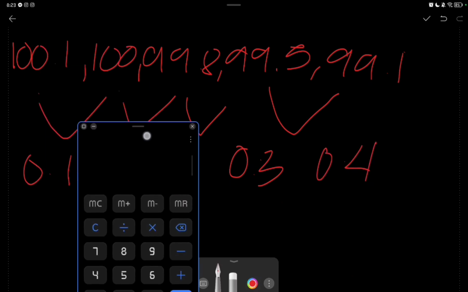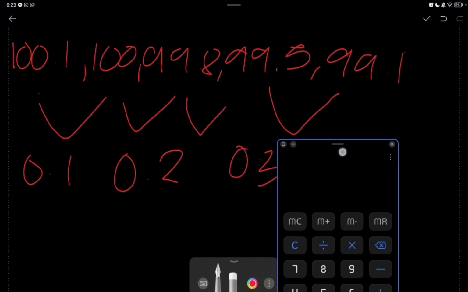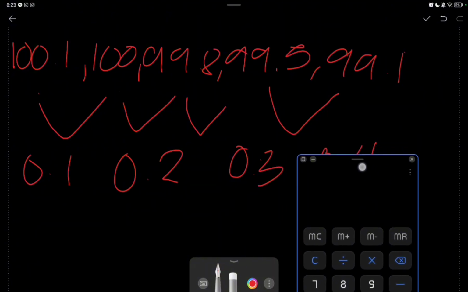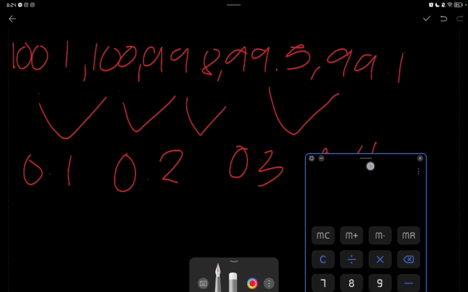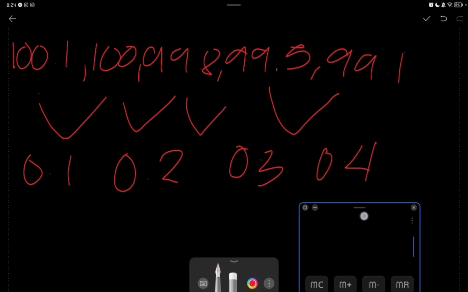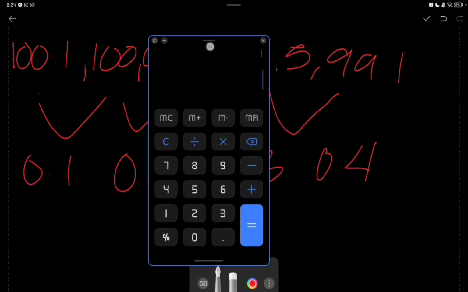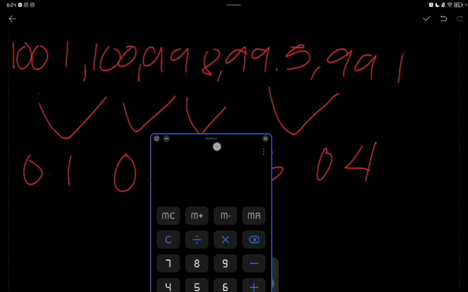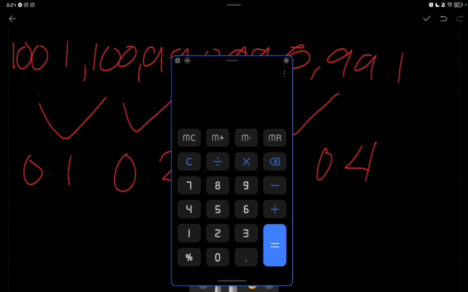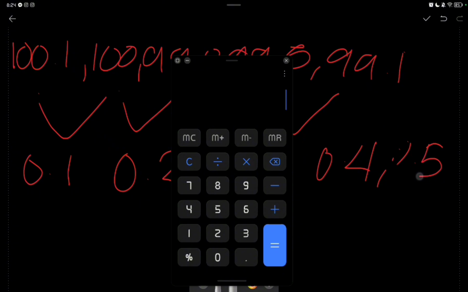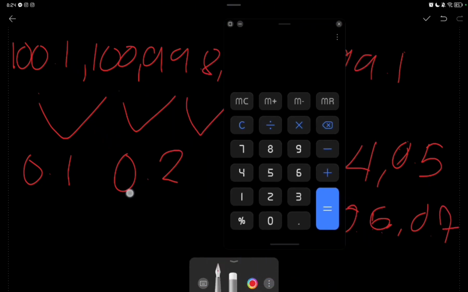So as you can see, since it is decreasing, we subtract the counting numbers, but with a point, like 0.1, 0.2, 0.3, 0.4, 0.5. So obviously the next here is 0.5, 0.6, and 0.7. So now we will subtract it.